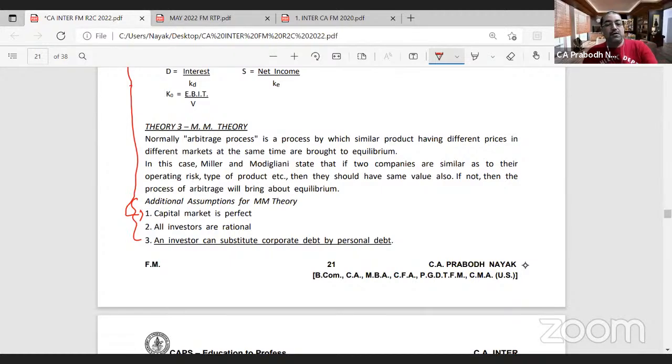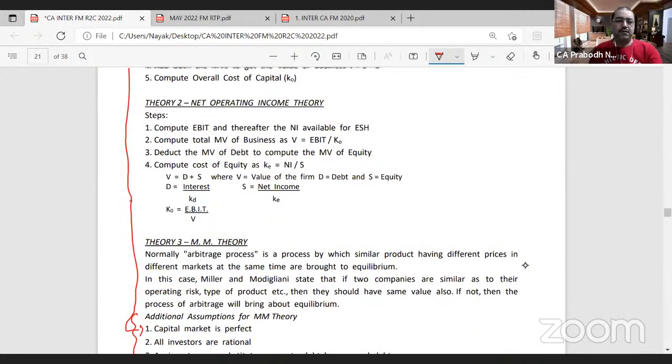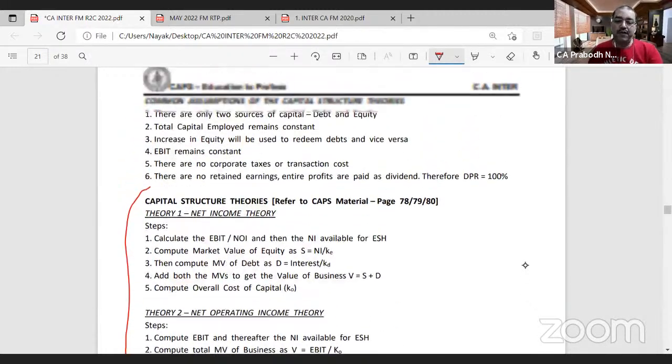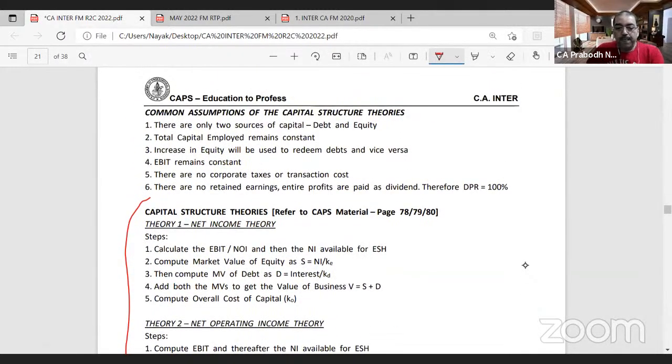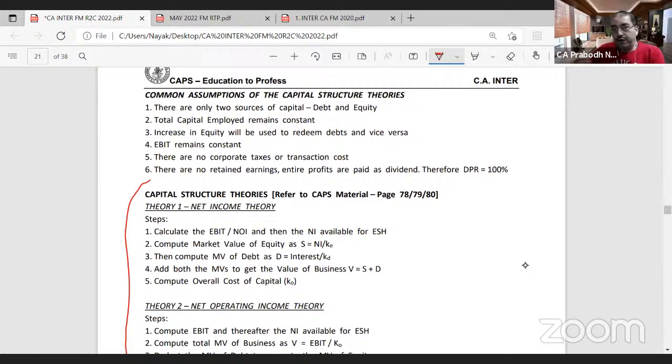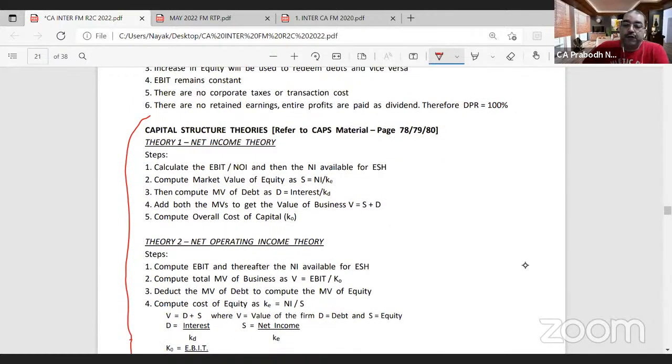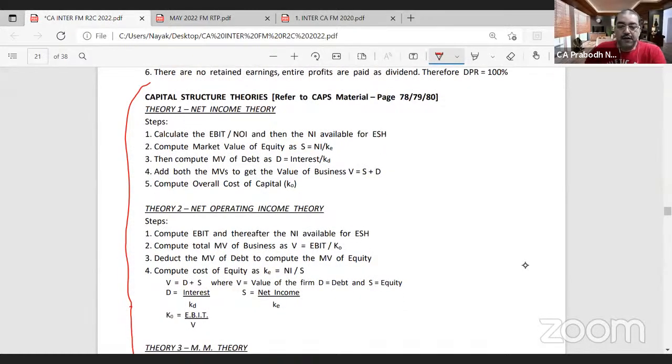Okay. So remember these small things which will get you a lot of benefit in the exam. So common assumptions plus 3 assumptions of MM theory, total 9 assumptions for MM theory. What are the steps for solving the problem? Capital structure theories.